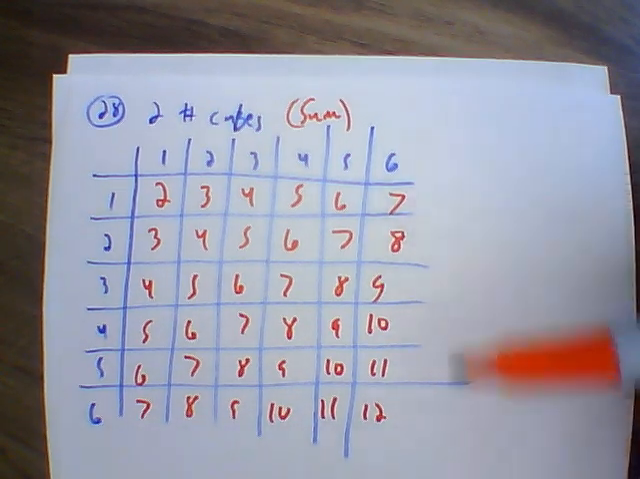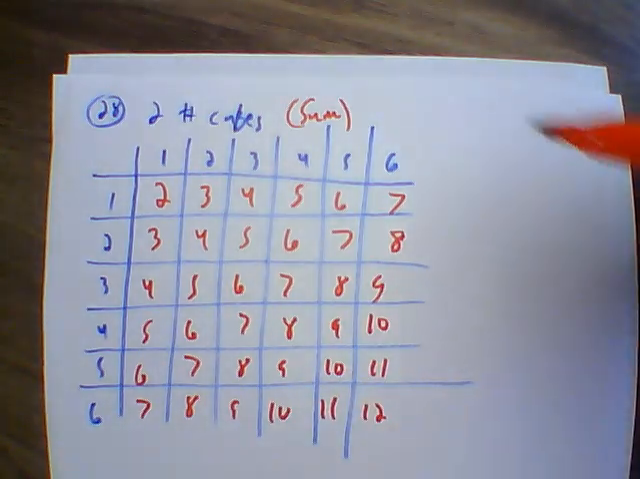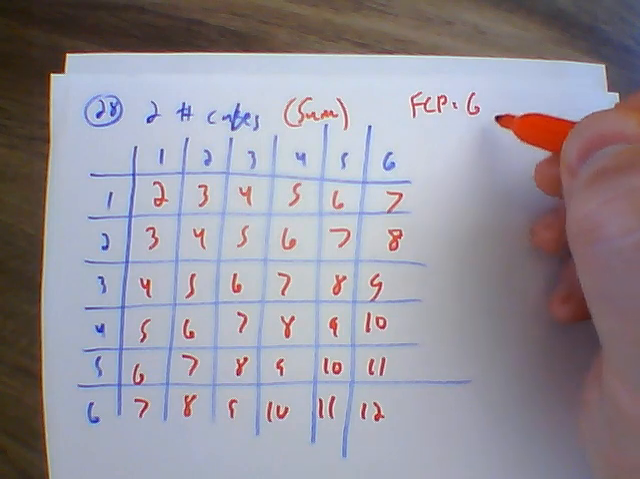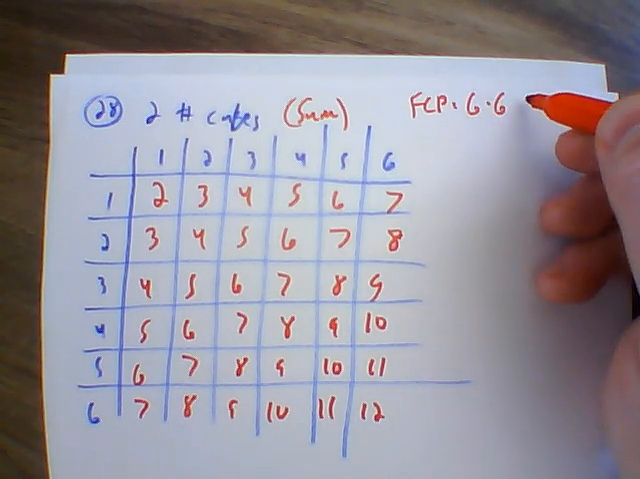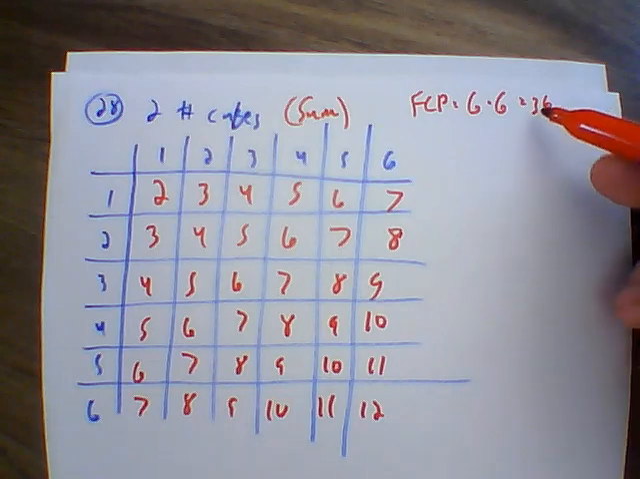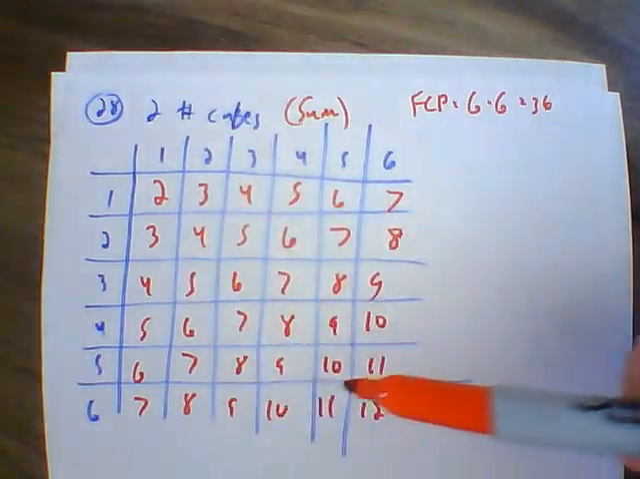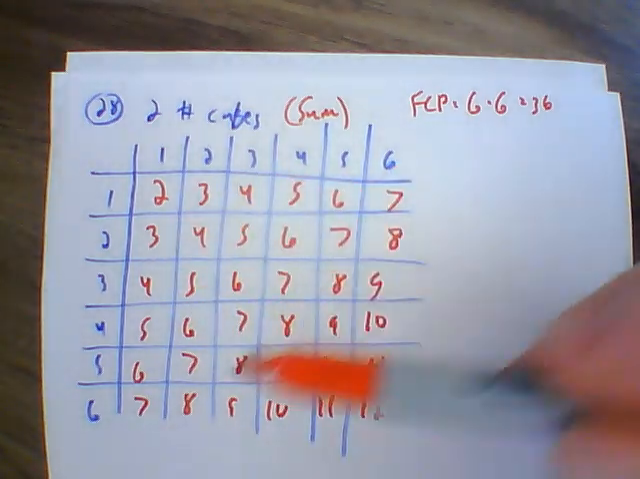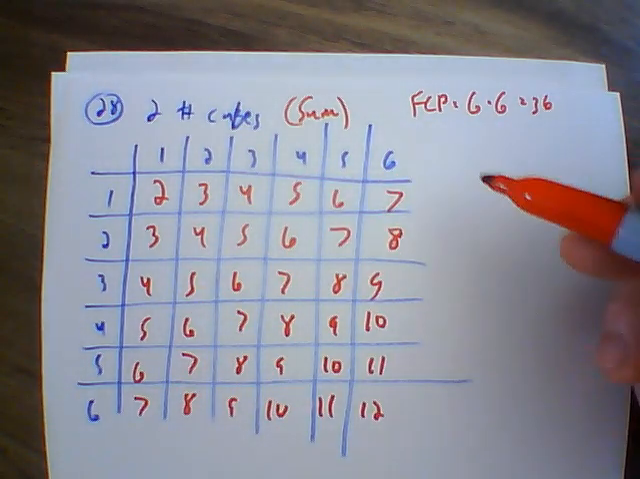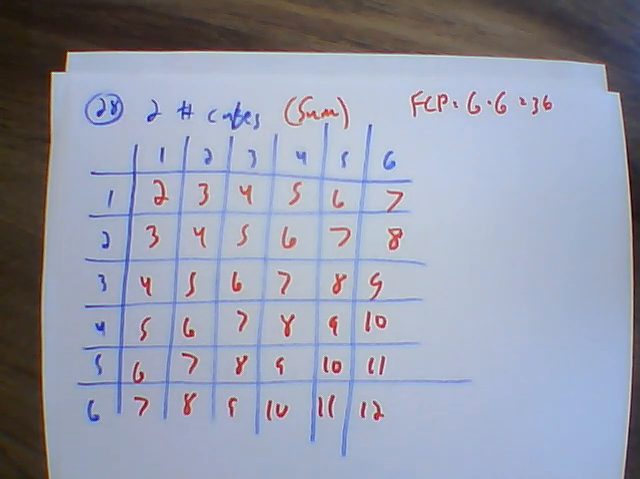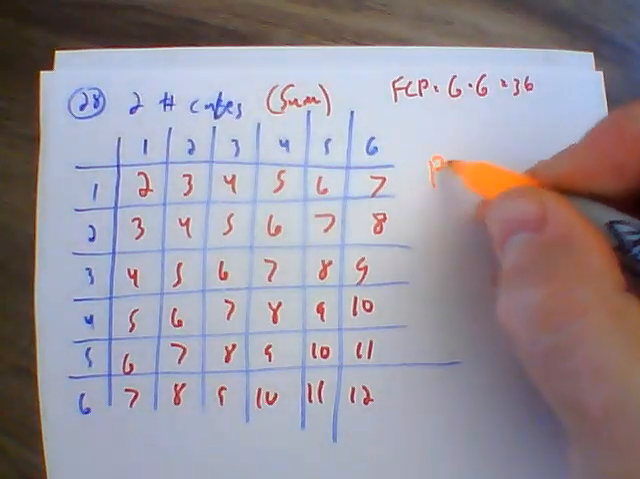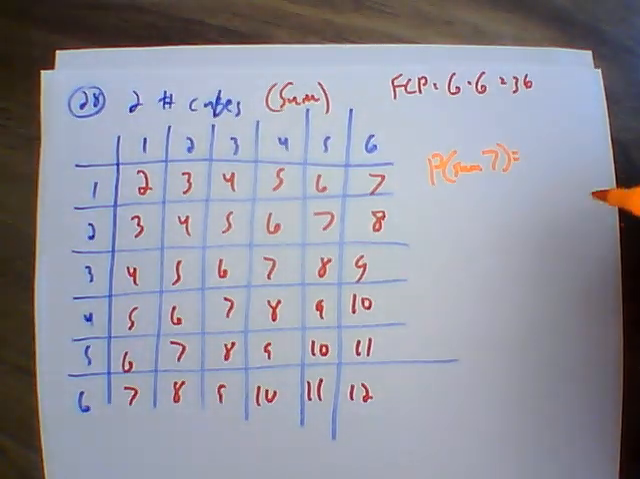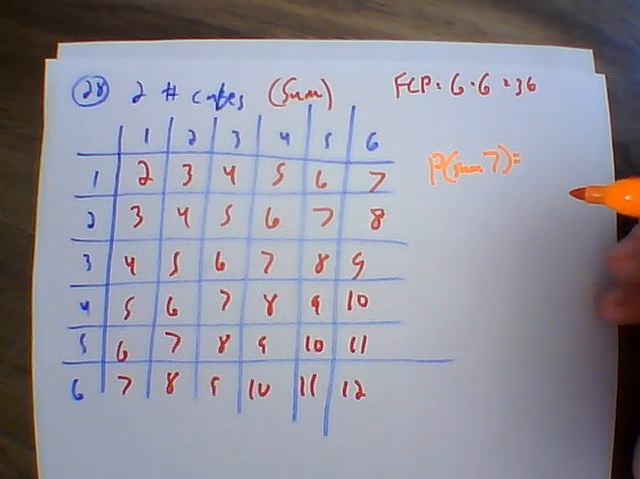If we look at this, once again, fundamental counting principle. We're going to roll one number cube which has 6 outcomes. We're going to roll a second number cube which has 6 outcomes. We have 36 total outcomes. I just mapped out in a table the 36 different sums that could happen. Notice we have some repeats. It asks us to find the probability of the sum of 7.